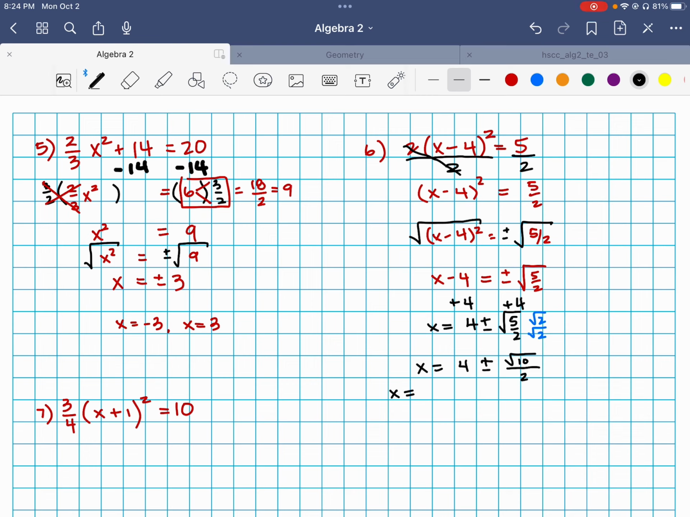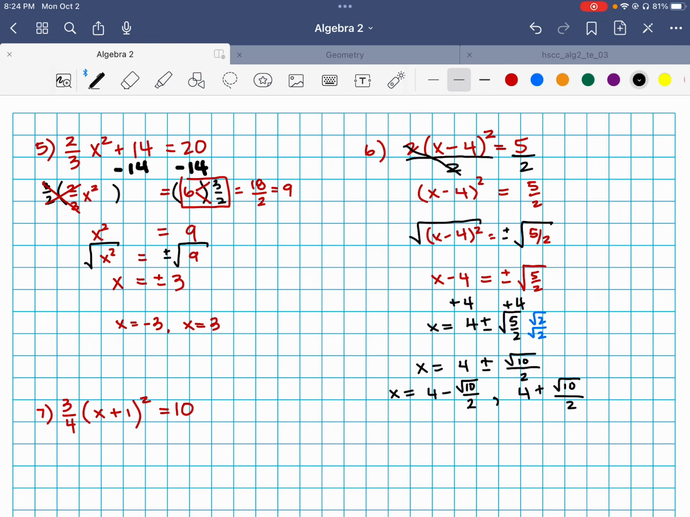So I'm going to rewrite the problem in order from smallest value. That would be the subtraction one, 4 minus root 10 over 2, followed by 4 plus the square root of 10 over 2. This is just me separating it so that we understand that there are two distinct answers.